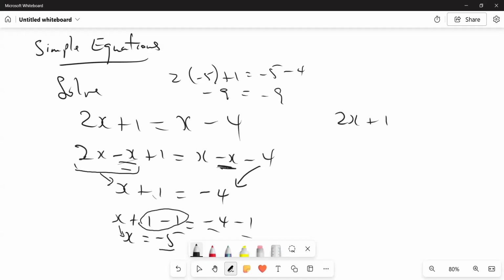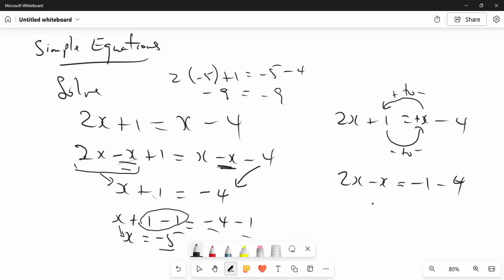The shortcut that people use a lot, which is perfectly acceptable, is this. 2x plus 1 equal x minus 4. So people take this x over, and you take this 1 over. So this plus sign that is in front here changes, plus to minus. This plus sign, plus to minus. So you end up with 2x minus x equal minus 1 minus 4. You get x equal minus 5. Perfectly acceptable.